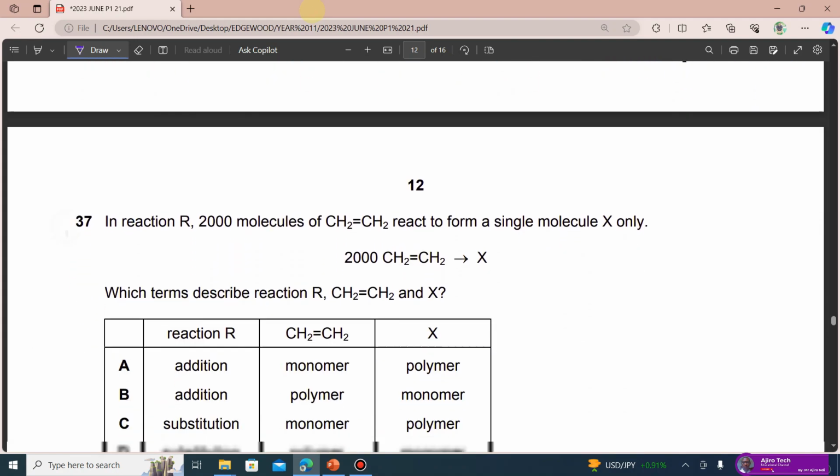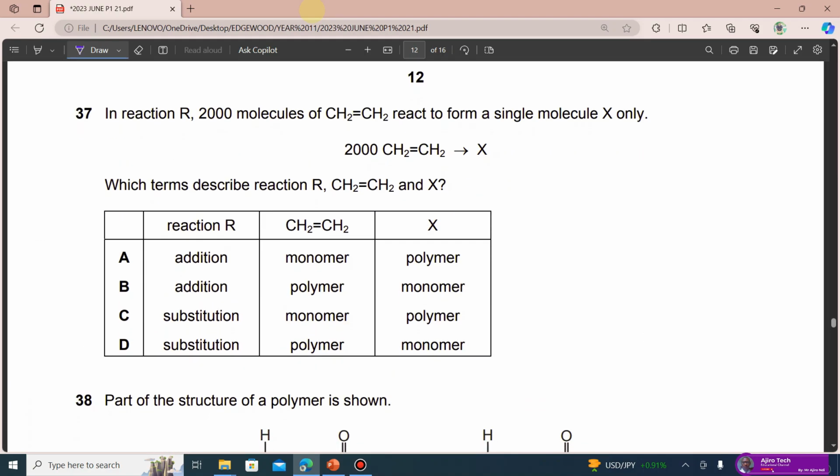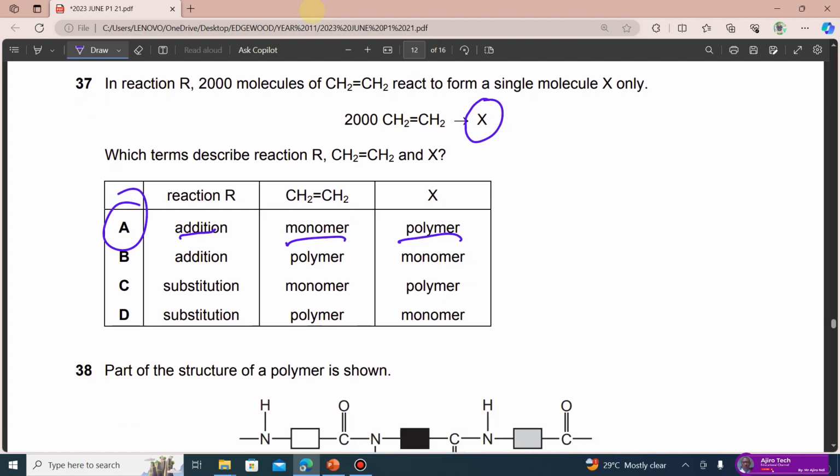So that's for that. Question 37. In reaction R, 2000 molecules of this react to form a single molecule X only. Which term describes reaction R and X? Of course, this is a polymerization reaction. In this case, you know that the reaction is an addition reaction because there is a single product formed. In an addition reaction, only a single product is formed. Then this is the monomer and your product is the polymer. But unlike in condensation, where you have a second product, in addition there is just a single product.